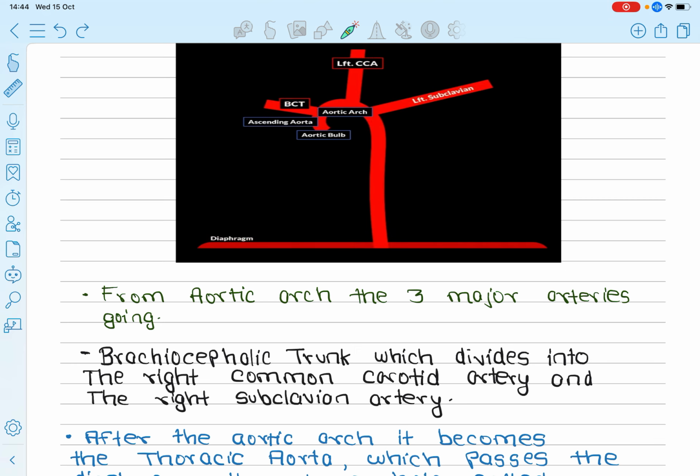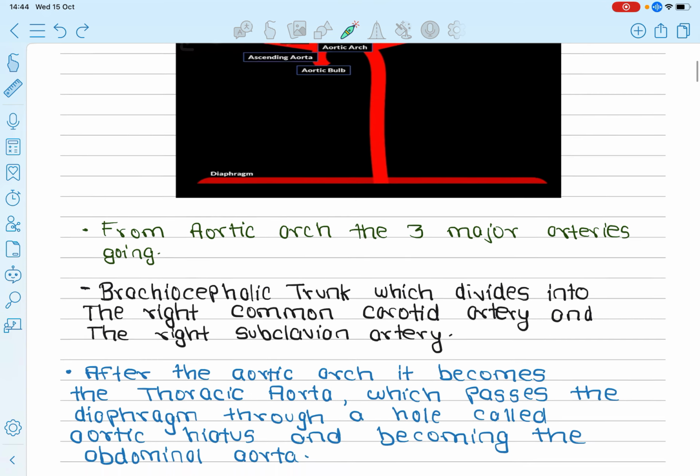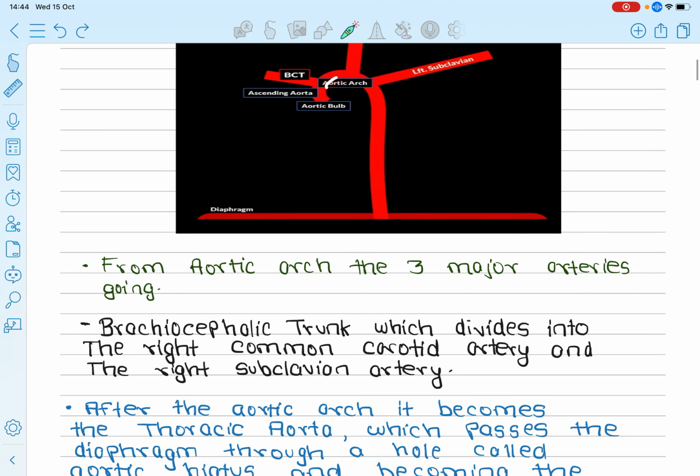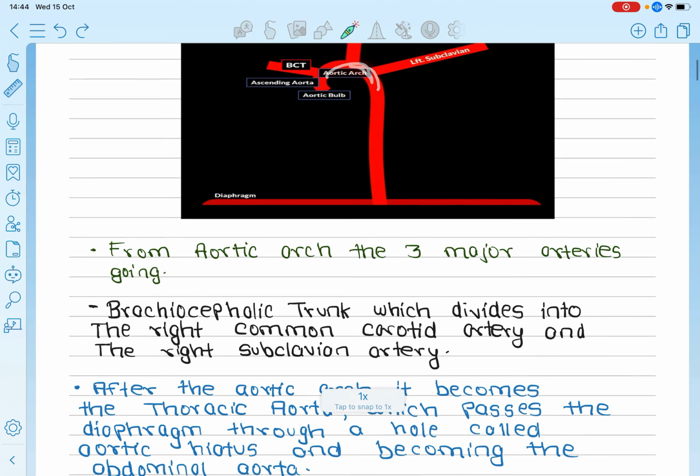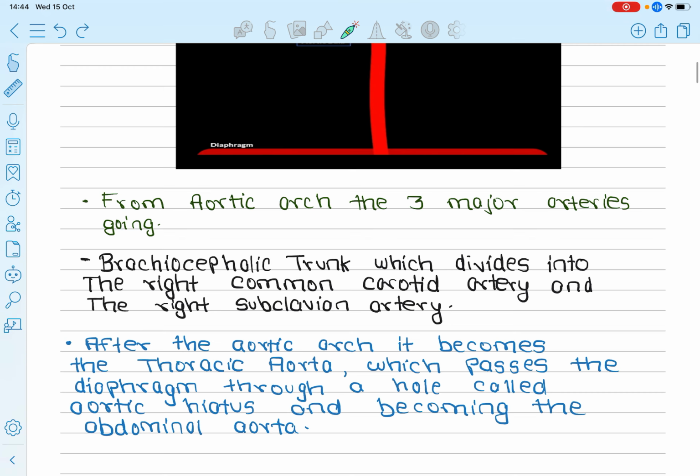From the aortic arch, the three major arteries are the left subclavian artery, the left common carotid artery, and the brachiocephalic trunk. The brachiocephalic trunk is divided into the right common carotid artery and the right subclavian artery. After the aortic arch, it becomes the thoracic aorta, which passes through the diaphragm through a hole called the aortic hiatus, and later becomes the abdominal aorta.